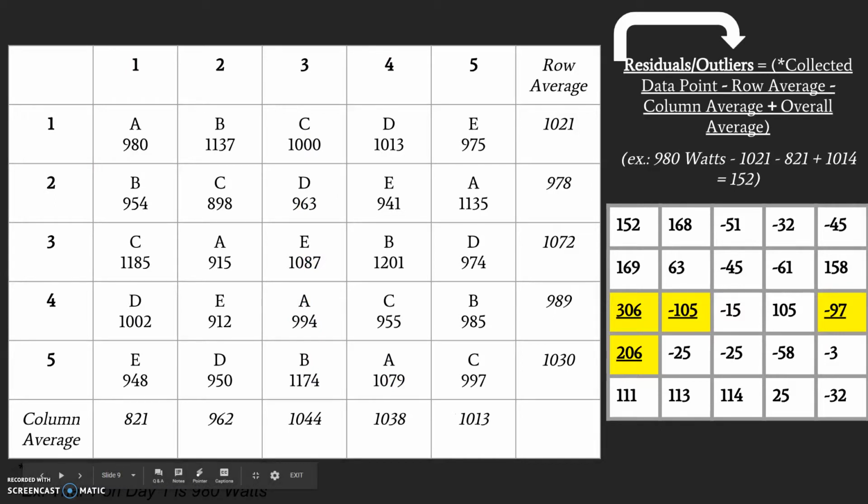Finally, to find the residuals or outliers, we'll end up taking each individual data point collected from the first table, minus the row average, minus the column average, plus the overall average. The values that are the most extreme, either positively or negatively, are outliers, so those particular treatments should be analyzed for any meaningful variations to determine any possible improvements for future designs.